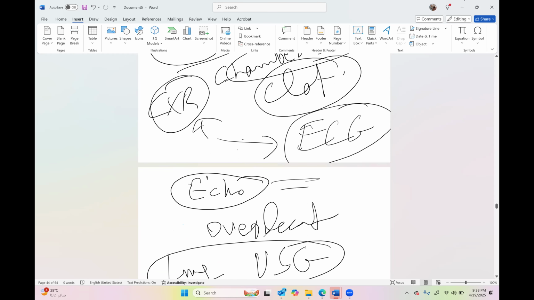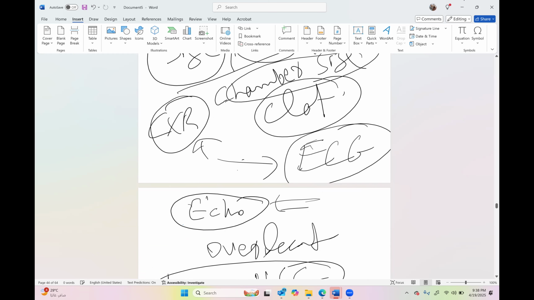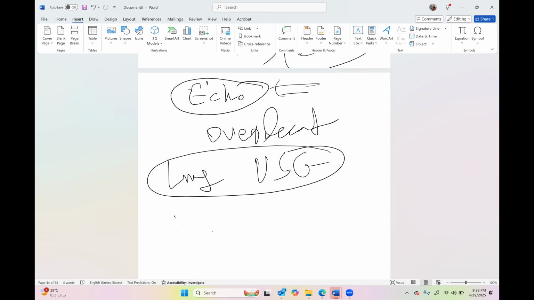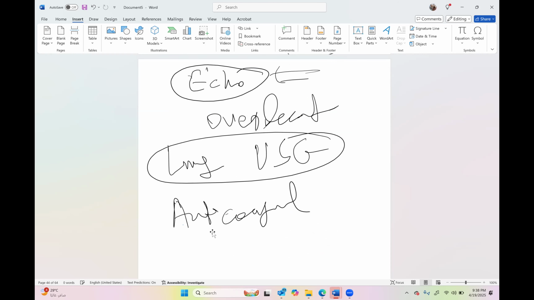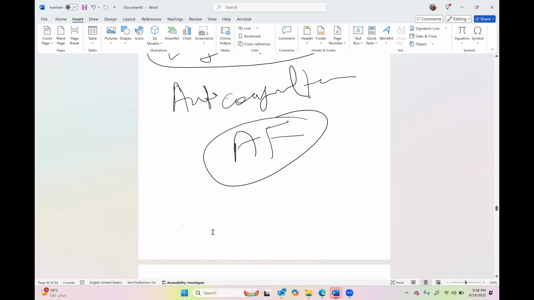The majority of information you can get from echo, and you have to tell very specifically: chamber size, valve size, transvalvular pressure gradient, regurgitation, and any clot, because if there is any clot, there will be chances of embolism. Also any rhythm change, especially atrial fibrillation can occur, and then anticoagulation. These are the things which are important.